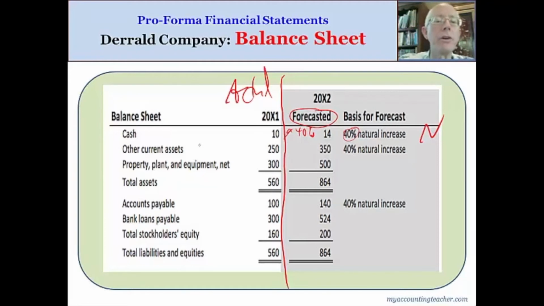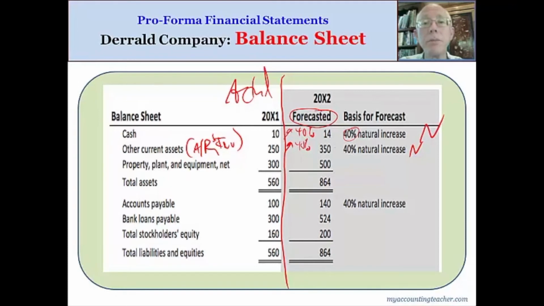Same thing should happen with other current assets. Think of these as accounts receivable and inventory. If my sales go up by 40%, I'm going to have 40% more credit sales. So my accounts receivable are going to go up by 40%. If my sales go up by 40%, I'm going to sell 40% more inventory. So I need 40% more inventory sitting around for my customers to look at. So my inventory is going to go up by 40%. So my other current assets, my accounts receivable and my inventory should go up by about 40%. 40% of 250 is 100, so 40% increase gets up to 450, or I'm sorry, 350. That's going to happen just naturally. In a bigger business, it's going to have more cash, more accounts receivable, more inventory.